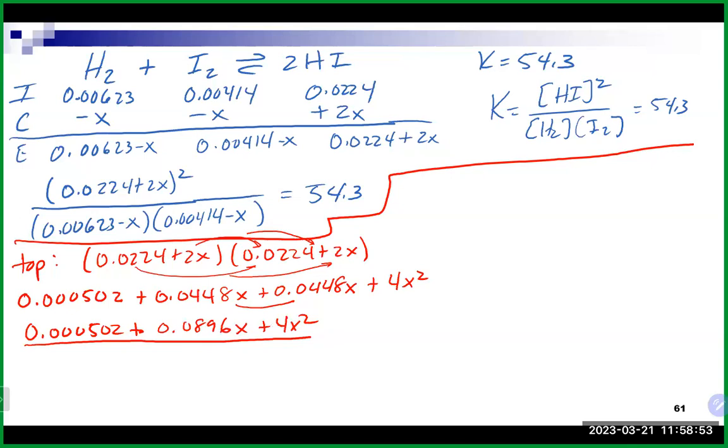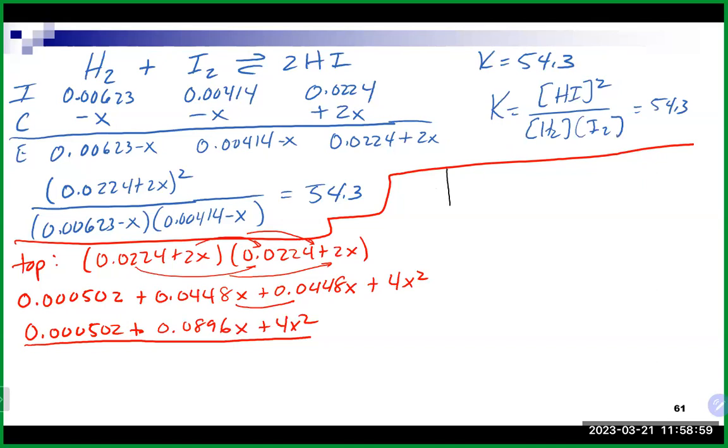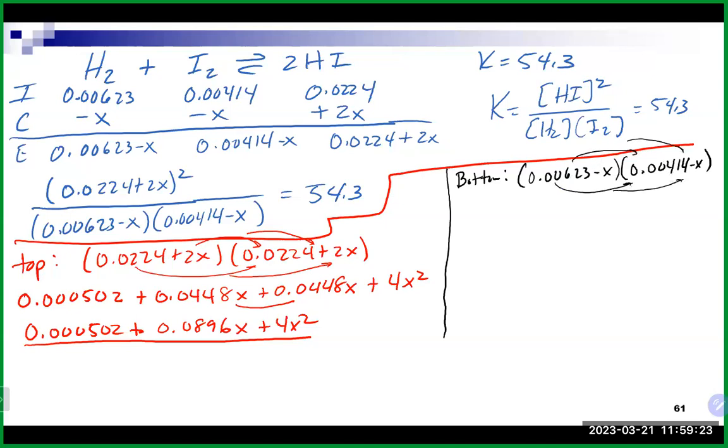We're also going to do kind of the same thing here for the bottom part, so I'll do that in this color here. So if we did our bottom here, that's going to be our 0.00623 minus x, our 0.00414 minus x. Once again, here we're going to go in and out, and obviously in and out as well. So doing that on the bottom part there will give us 2.58 times 10 to the minus 5.